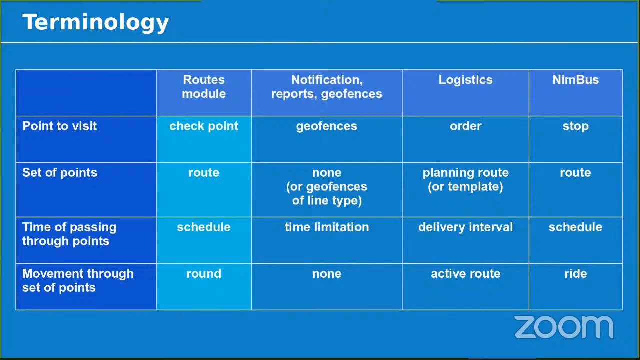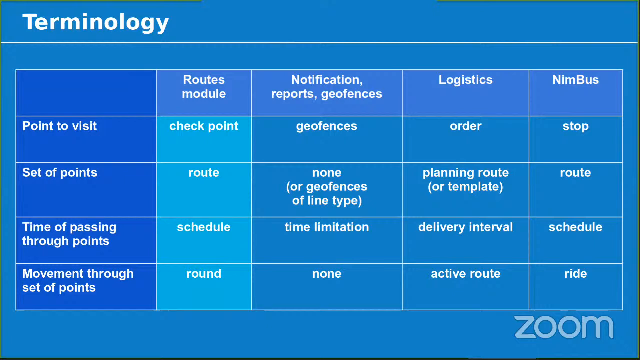On the contrary, the logistics app is focused on one task, as it was designed for delivery. A delivery is required when an order is received. Therefore, checkpoints in the logistics are called orders. A definition like route can be applied, but rounds do not exist in the app. We use active routes instead of it. And well, talking about the schedule, we don't have it, but we have the delivery interval for every order.